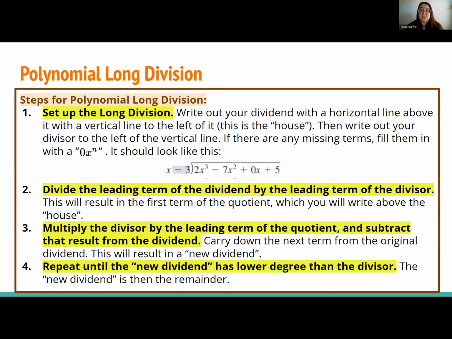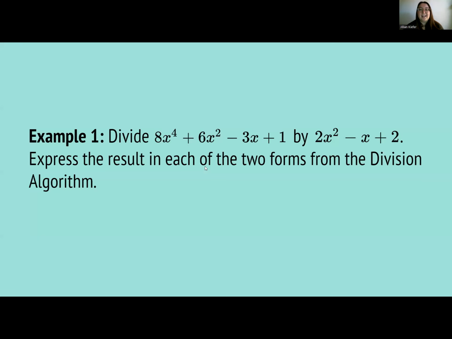So step 4, you repeat until the new dividend has a lower degree than the divisor. Remember, degree is the highest numbered exponent on x. If your new dividend has a lower degree than the divisor, you are done, and that is the remainder. If it has the same degree or is higher, you need to keep repeating the process until you have a new dividend whose degree is lower than the divisor. And then you're done. That was a lot of steps told verbally, so let's go ahead and do an example and show really how this works.